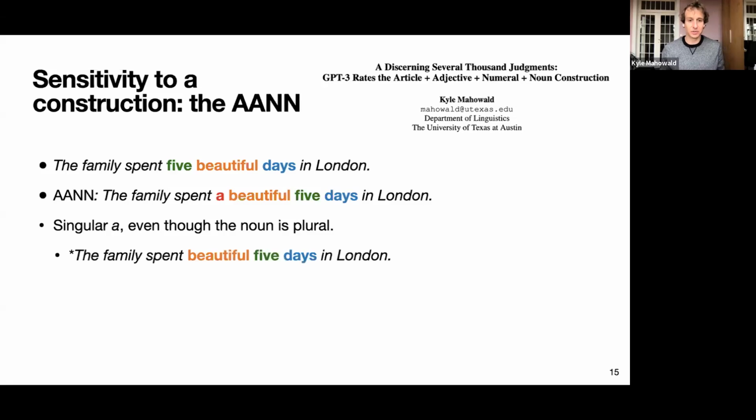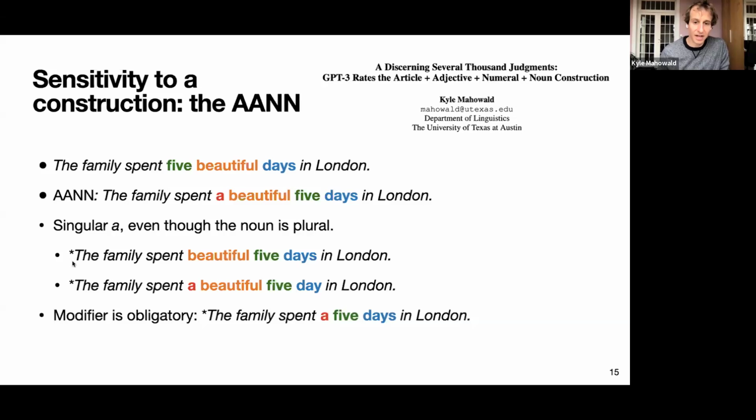It also means that you swap the normal order of the adjective and the numeral. Normally it'd be 5 beautiful days, but here it's a beautiful 5 days. And what's interesting about it is the a is obligatory. So you can't say the family spent beautiful 5 days in London. The a can't do its normal thing of taking a singular noun, so you can't say the family spent a beautiful 5 day in London. For the non-linguists in the audience, these stars mean it's ungrammatical. And the modifier is obligatory. You can't say the family spent a 5 days in London, or at least that's often judged as less good.